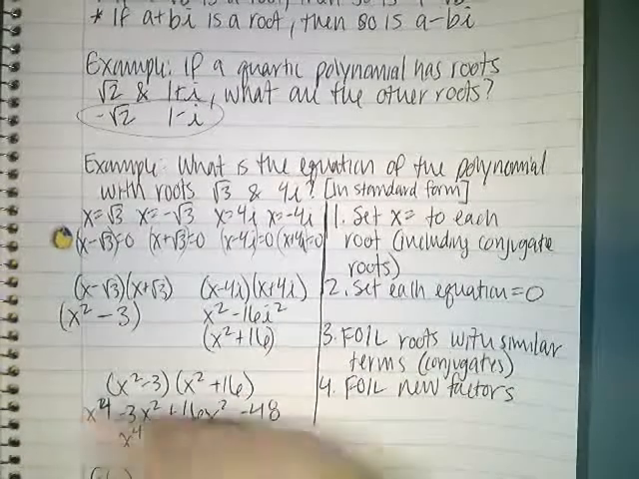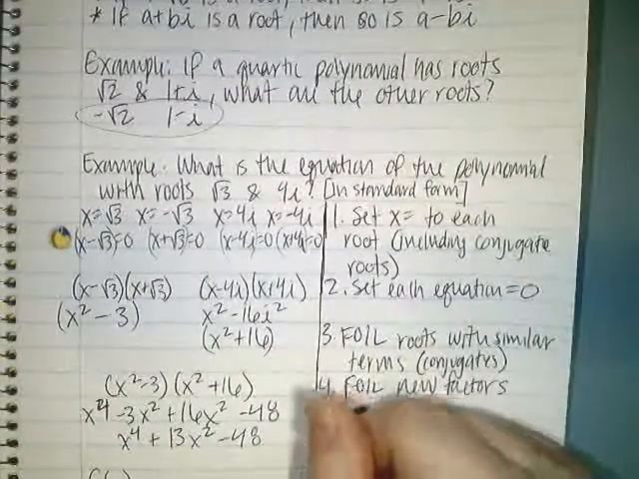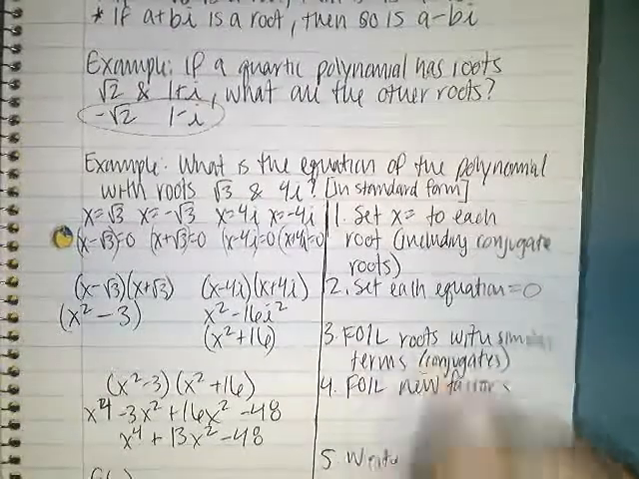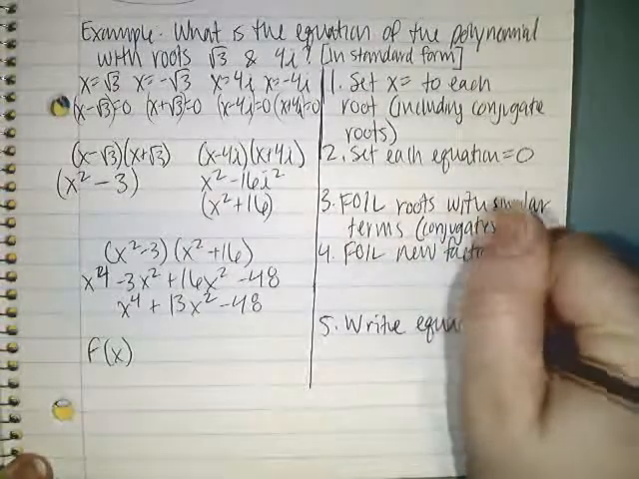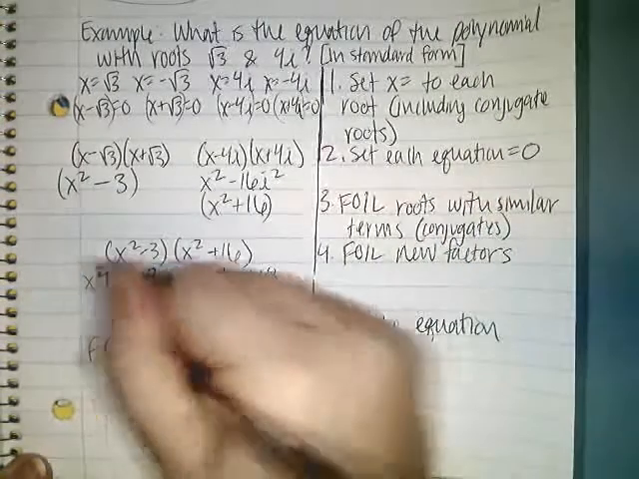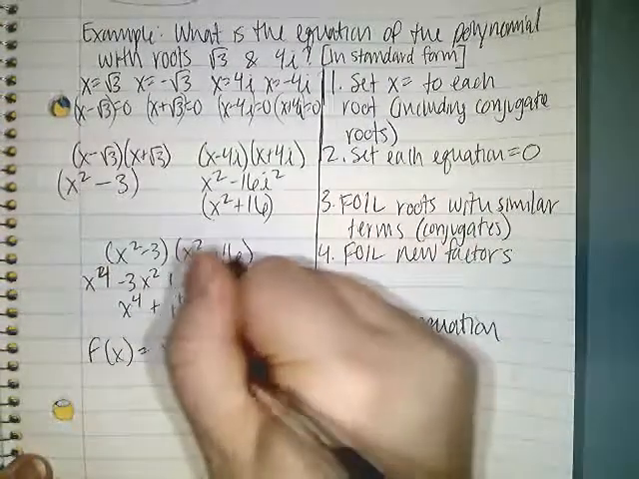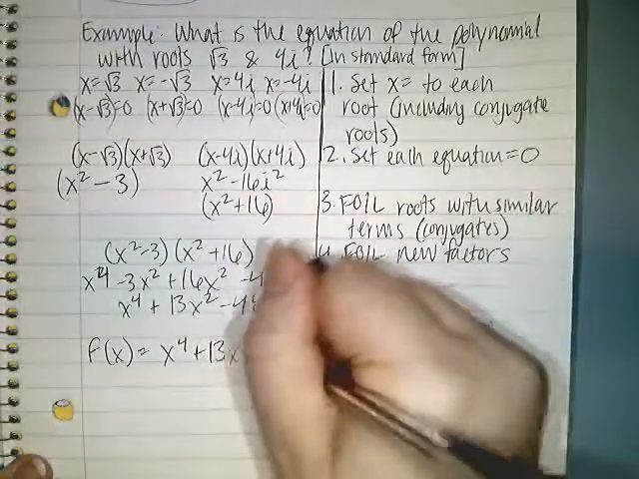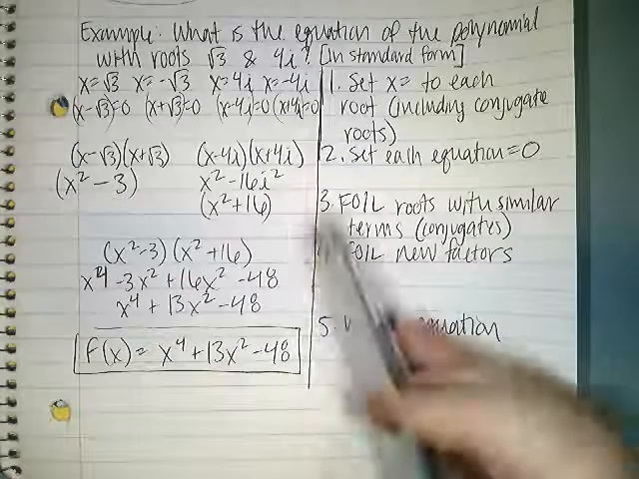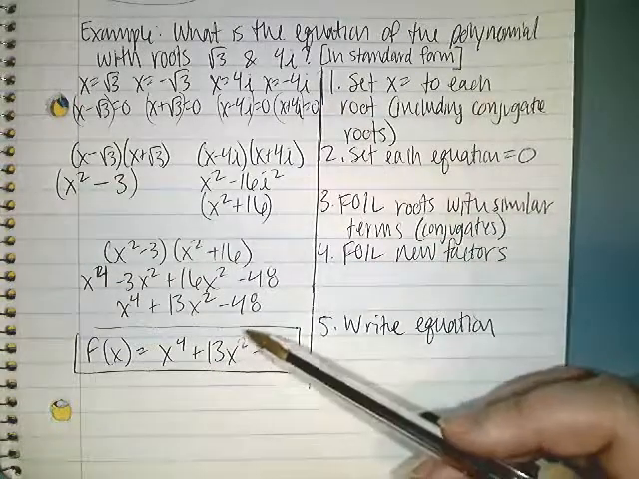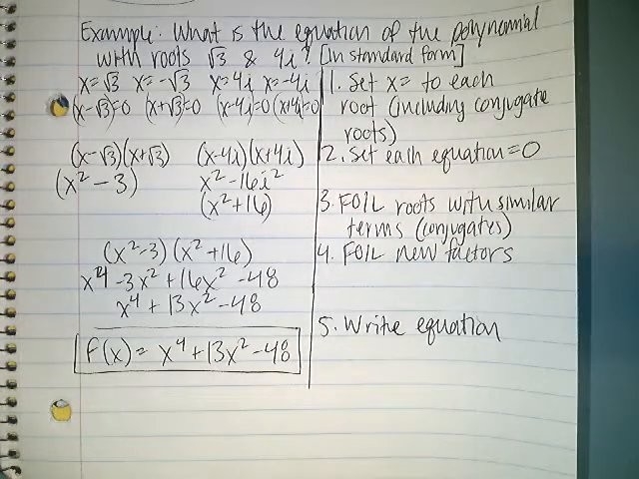So I can write my final polynomial equation as f of x equals x to the 4th plus 13x squared minus 48. And there you have it. So that's how you can use the conjugate root theorem to build up the equation of a polynomial. Make sure you write down any questions you have on this so we can go over it together in class.